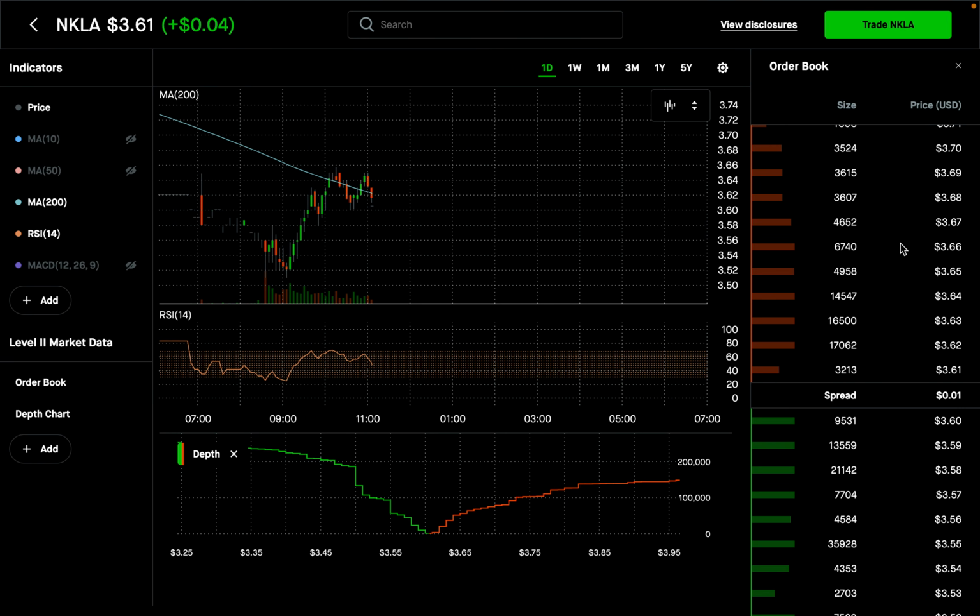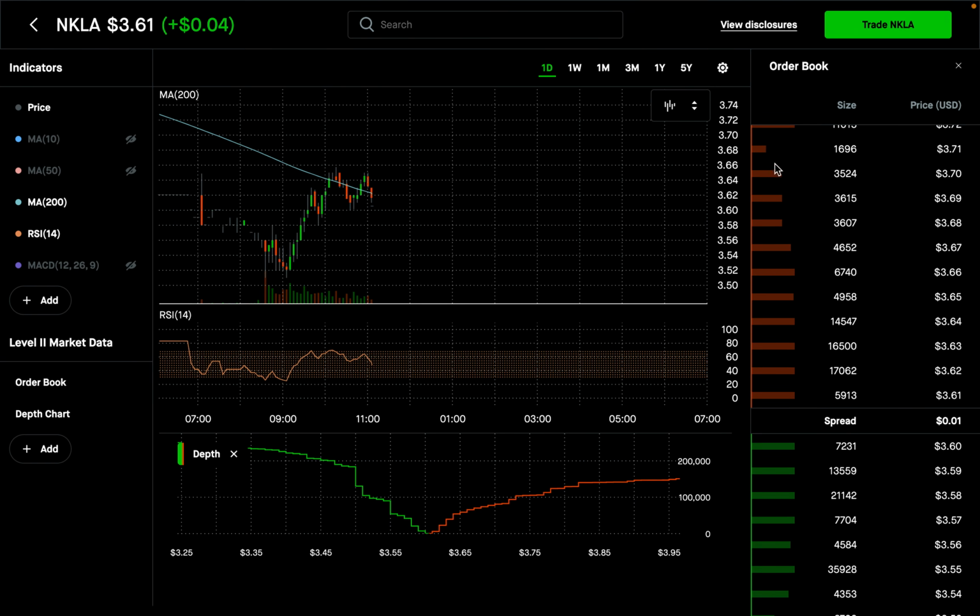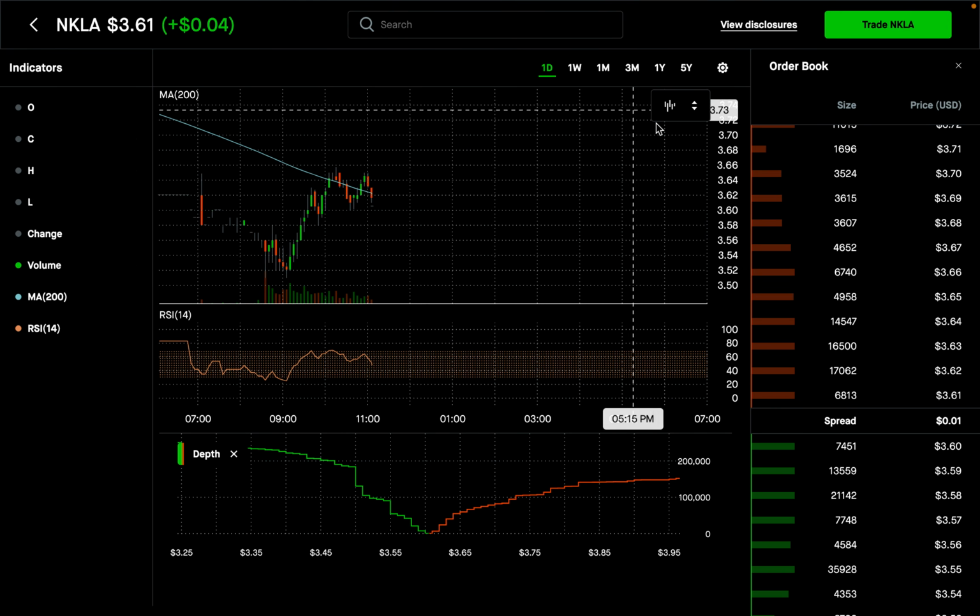So the order book, how do we interpret this? The red on top here, notice that there are these red bars on the left, and these are above this middle section that says spread. So these are basically going to be sell orders, sell orders that are pending. If we take a look at one of these, for example, this one right here, this is telling me that there's 6,740 shares pending to get sold at a price of $3.66 or better. Keep in mind the current price is $3.61.